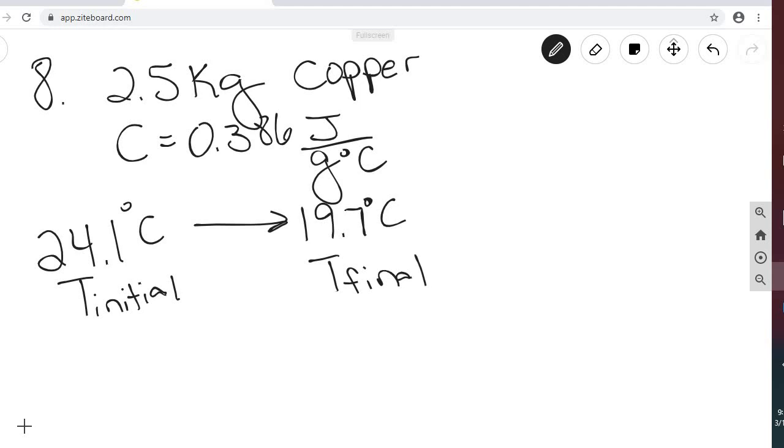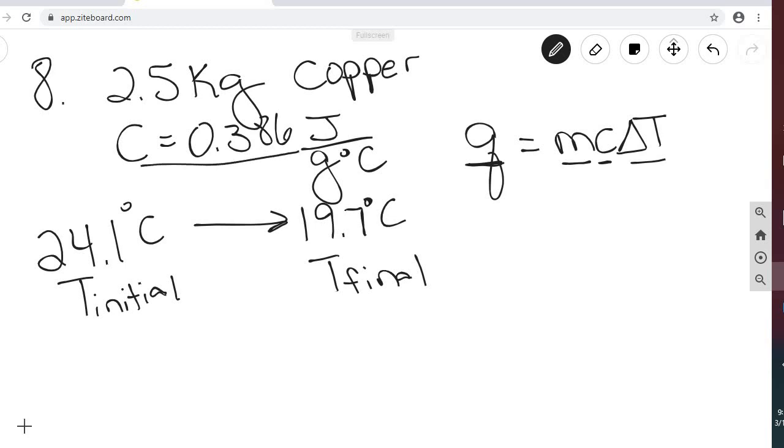And then it says how much energy was involved and did the copper gain or lose energy. So our equation for energy is Q equals mc delta T. Q stands for energy, m stands for mass, c is specific heat capacity, and delta T is the change in temperature. So we're being asked to solve for Q. We're given the mass, 2.5 kilograms. We're given c, and we're given the initial and final temperature, so we can calculate delta T.